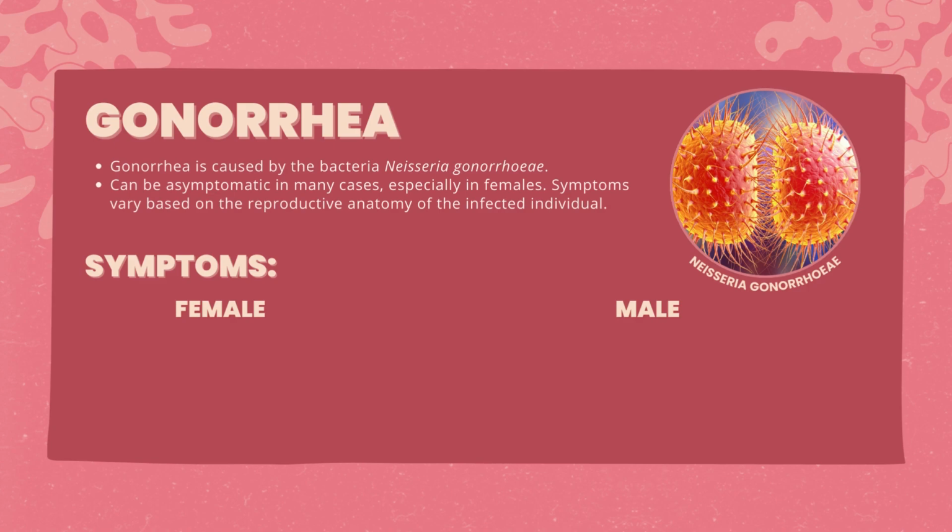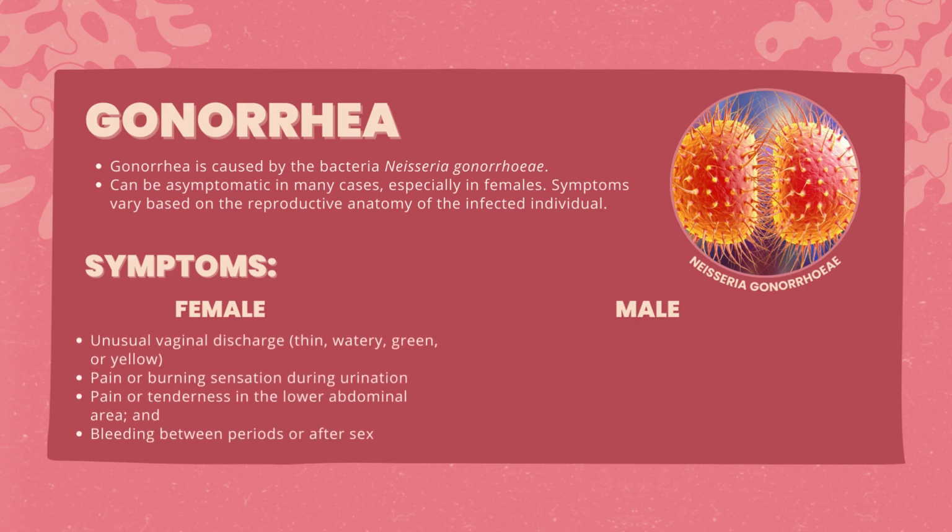Gonorrhea can be asymptomatic in many cases, especially in females. When symptoms do occur, they can vary based on the reproductive anatomy of the infected individual. Females may experience unusual vaginal discharge, thin, watery, green, or yellow, pain or burning sensation during urination, pain or tenderness in the lower abdominal area, and bleeding between periods or after sex.